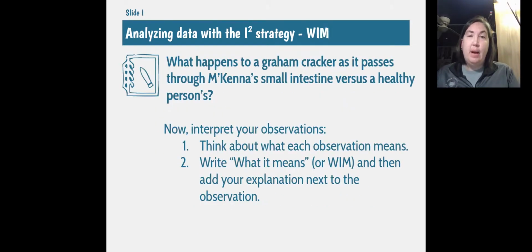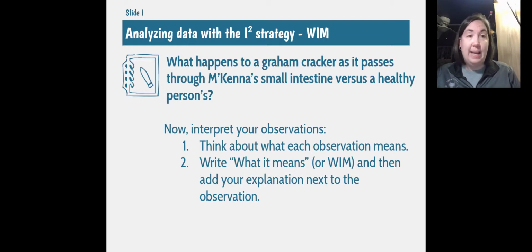The next step in our I-squared strategy is to come up with our interpretation. So, what it means. So, we're tackling that same question. What happens to a graham cracker as it passes through McKenna's small intestine versus a healthy person's? So, we're going to interpret the what I see or the observations that you made. So, look at each what I see and think, what's the explanation for this? And then you're going to write what it means, or WIM, and then add an explanation next to your observation. So let's go through some examples of this.